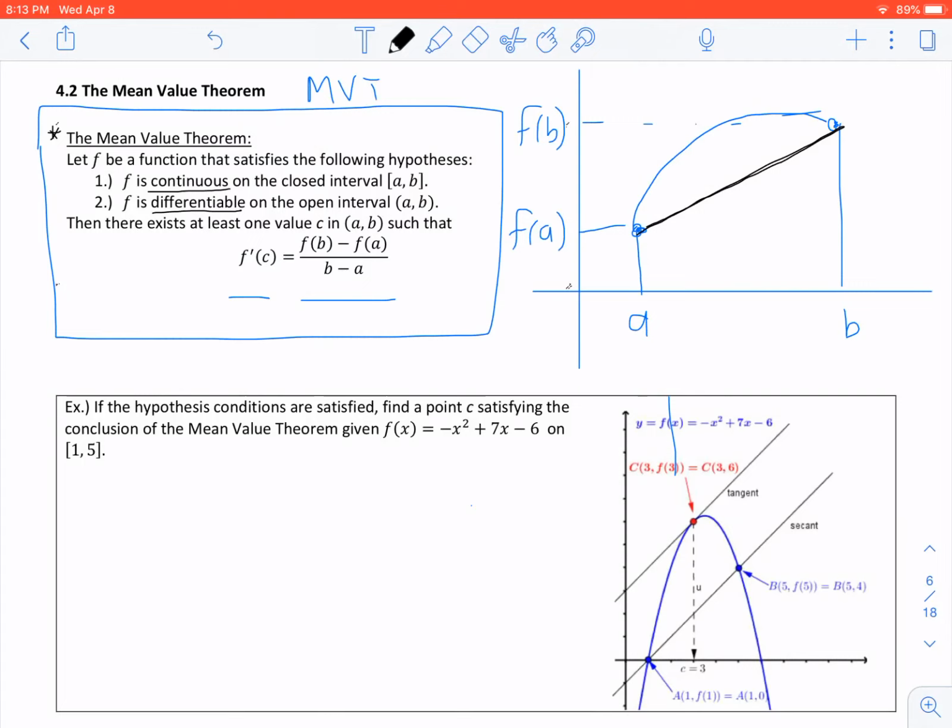This is the slope of a secant line, which is f of b minus f of a over b minus a. And the slope of that is equal to some point in between A and B. And we'll call it C. And we'll just say about right here. And if you were to draw a tangent line at that point, you'll notice that those two lines are parallel. So this value that we have here is C. And so this says that the derivative at C is equal to the slope of the secant line between A and B.